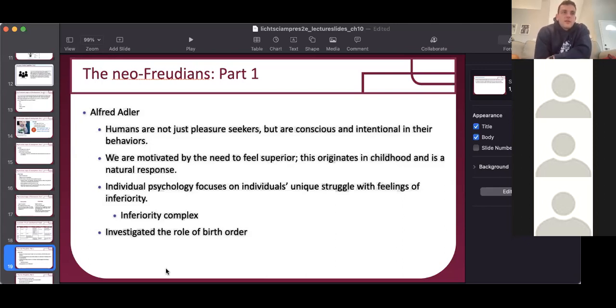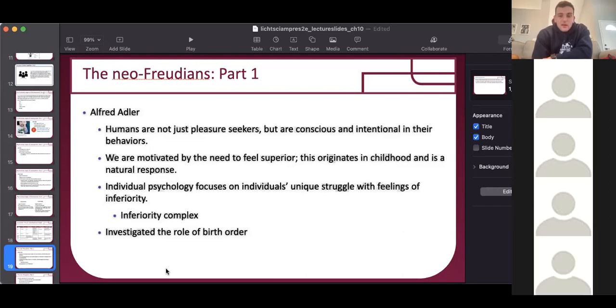We were pretty much constantly trying to outdo each other because according to Adler's theory, we have this need to feel superior to others, and if we don't, we struggle with this thing called an inferiority complex. Okay, so if you think about somebody having a chip on their shoulder, that's kind of the idea behind an inferiority complex. Somebody struggling with those feelings of inferiority.